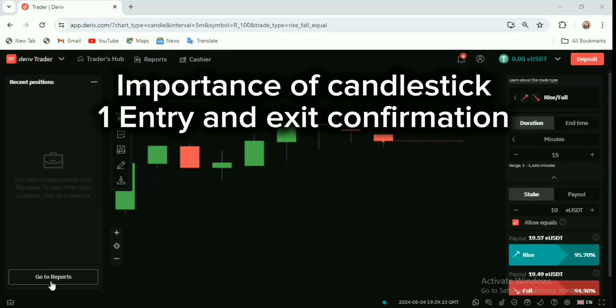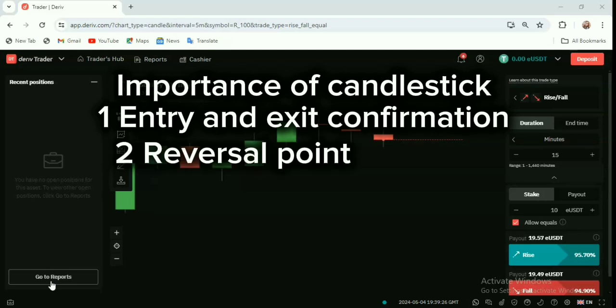Number two is reversal points. Candlesticks serve as a reversal signal. When a trade is about to have a reversal, it shows some candlestick patterns. If you understand candlesticks very well, you will know by reading just the candlesticks. Most reversal patterns, like engulfing patterns, the harami patterns, even the doji, also tell you that the trade or the trend is about to reverse.